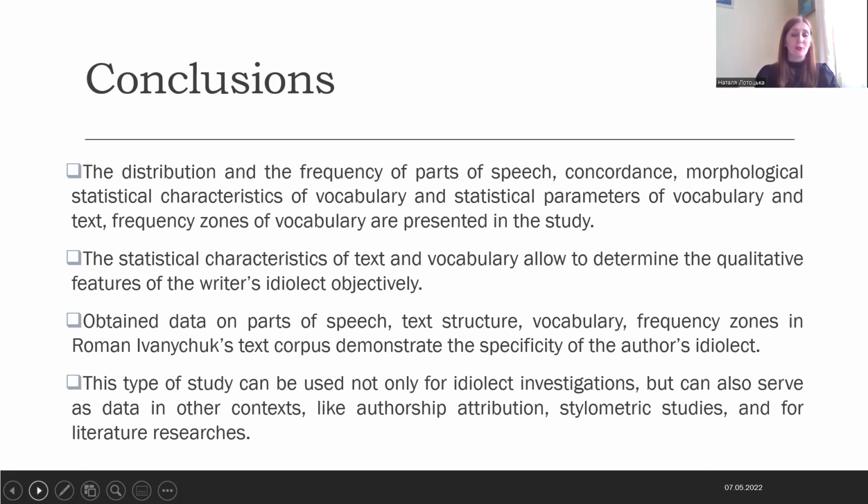As a result of the research, the distribution of the frequency of parts of speech, concordance, morphological and statistical characteristics of vocabulary, statistical parameters of vocabulary and text, and frequency zones of vocabulary are presented and analyzed. Obtained data of parts of speech, text structure, vocabulary, and frequency zones in Roman Ivanychuk's text corpus are different from those in the Ukrainian fiction prose text corpus, which in its turn demonstrates the specificity of the author's idiolect.